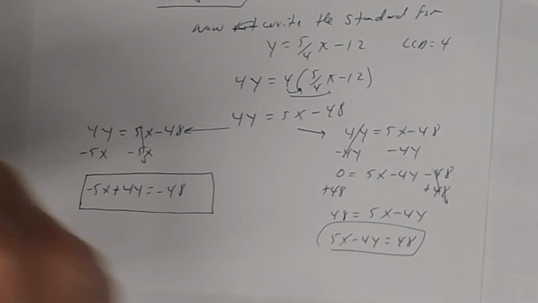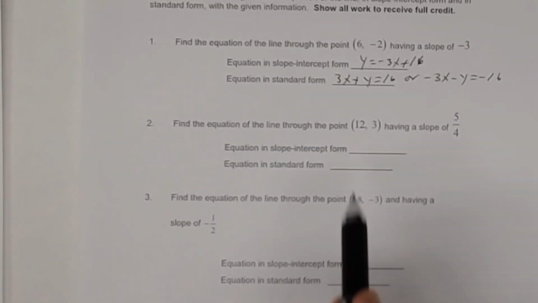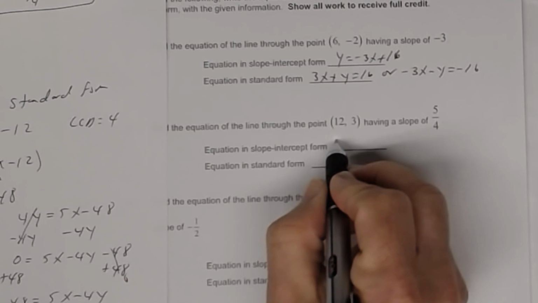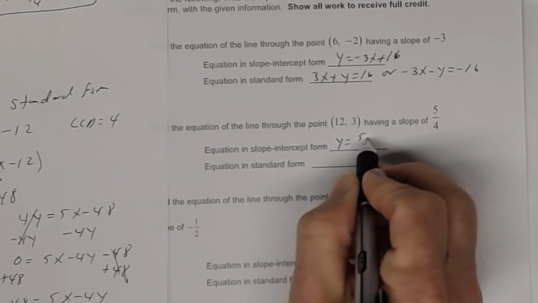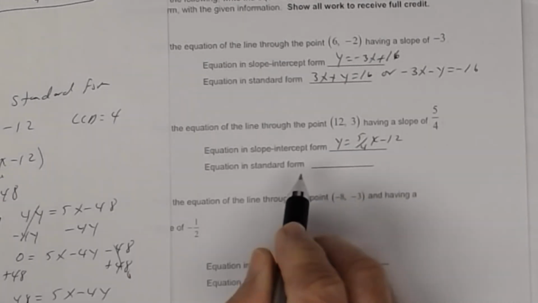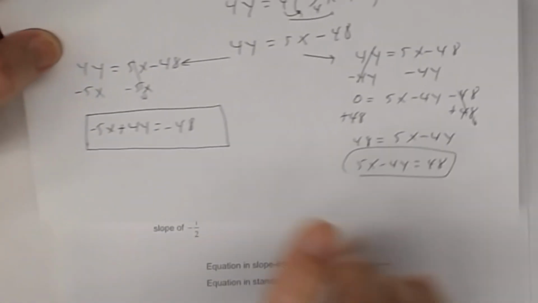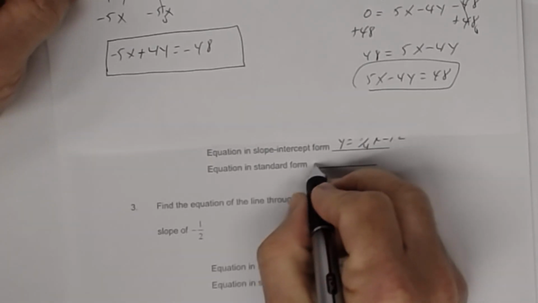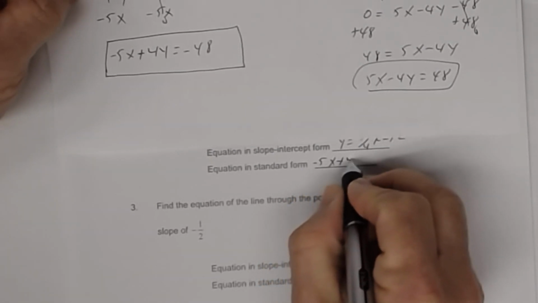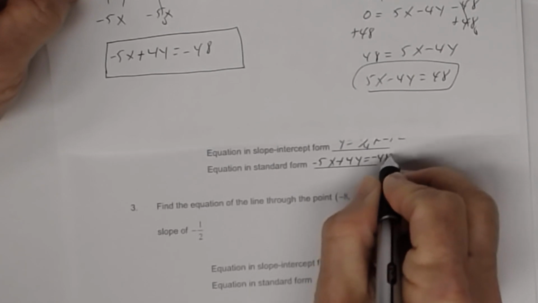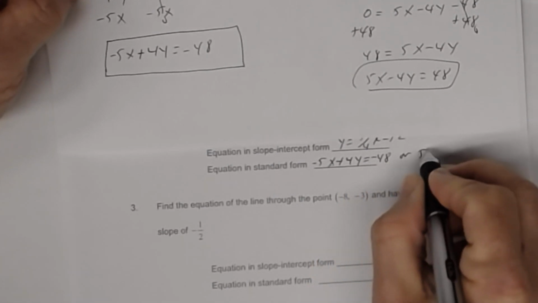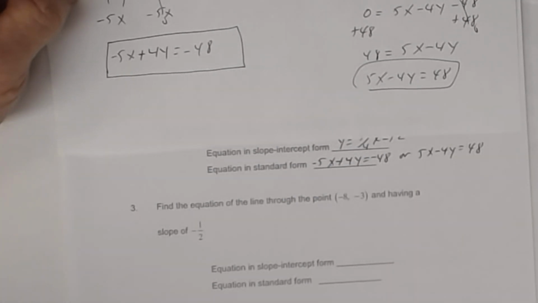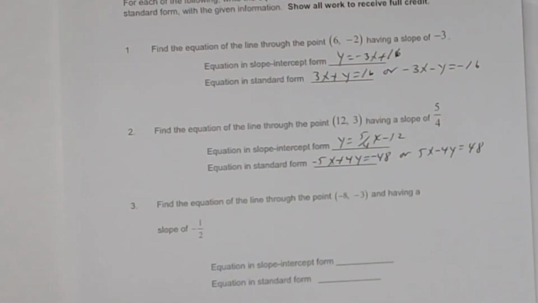They're equivalent, but they are written differently. All right, so let's go ahead and write down that answer. So for number 2, everyone would have had this as the answer for slope-intercept form, y equals 5/4 x minus 12. For standard form, some of you would have had this, and some of you would have had this. So for standard form, some of you would have had negative 5x plus 4y equals negative 48, or some would have had 5x minus 4y equals 48. Okay? All right, so that was number 2.